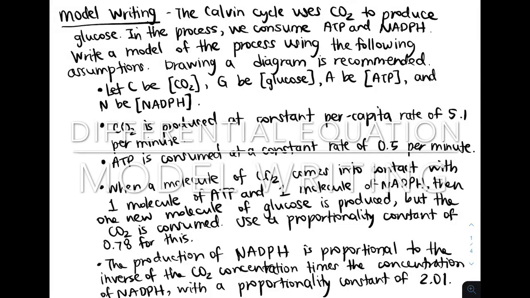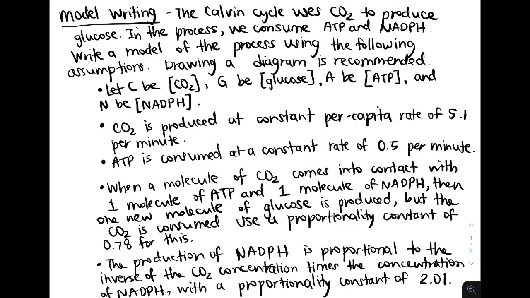Let's talk about writing differential equation models. In this example, the Calvin cycle uses carbon dioxide to produce glucose. In the process, we consume ATP and NADPH. Write a model of the process using the following assumptions. Drawing a diagram is recommended.